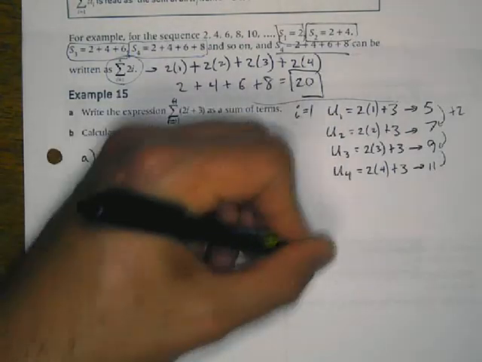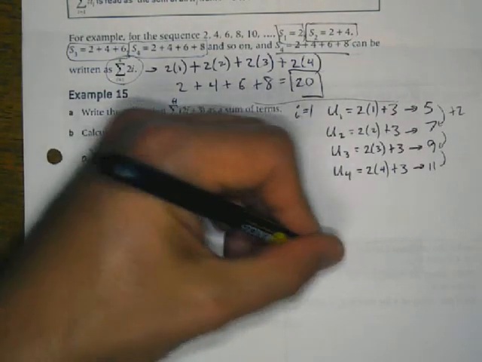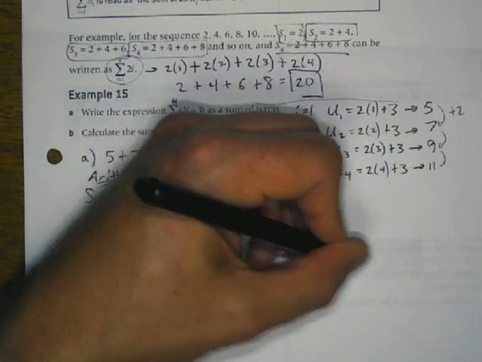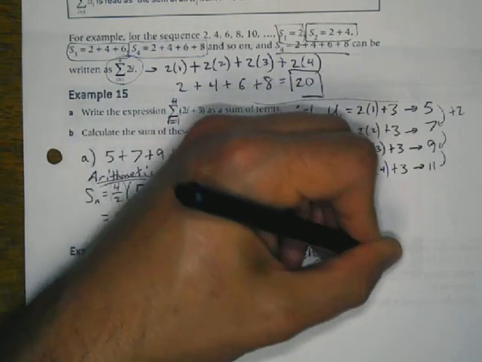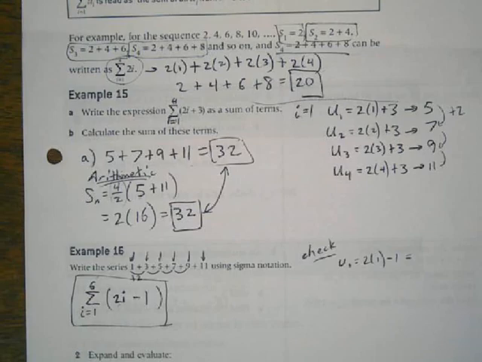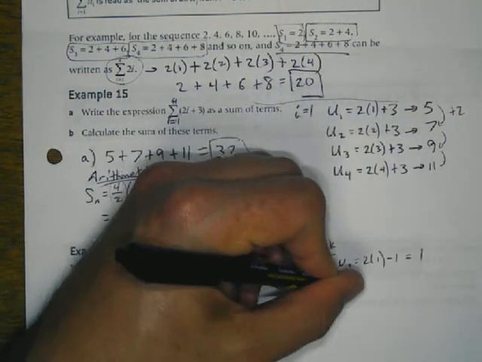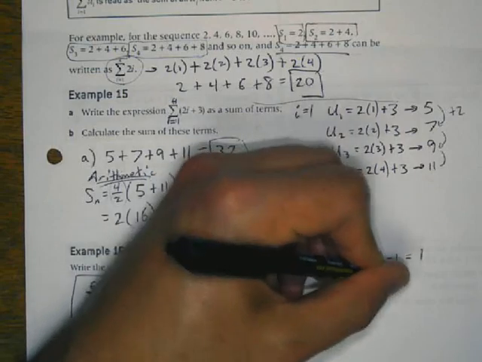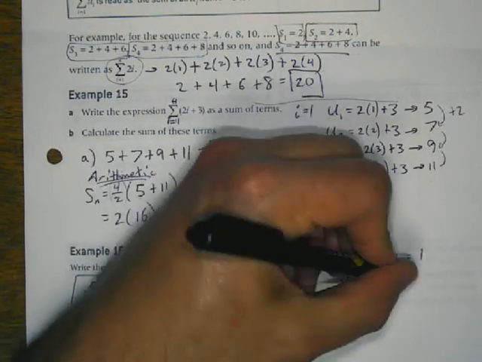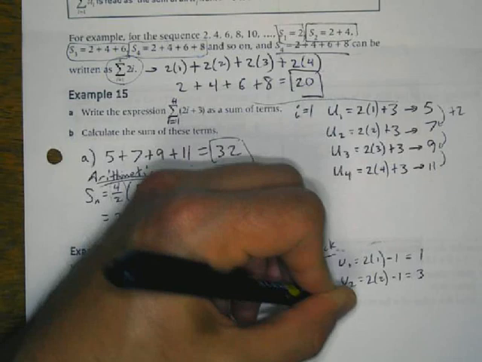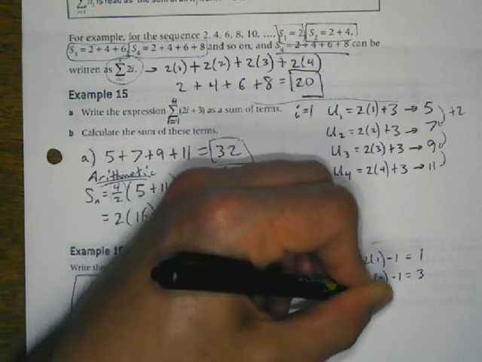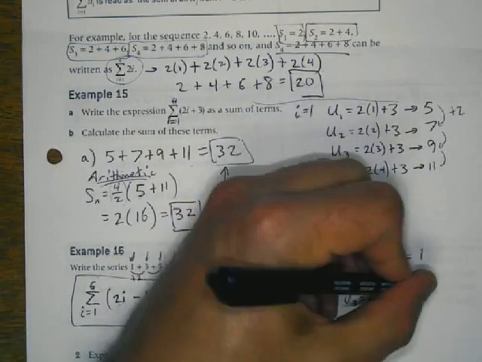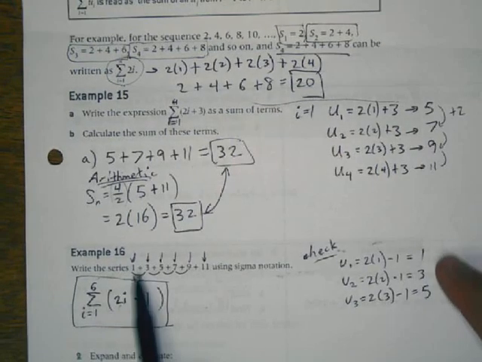Okay, if you don't believe me, you could check, right? So for u sub 1, I've got 2 times 1 minus 1, that's equal to 1. u sub 2 is 2 times 2 minus 1, that's equal to 3. u sub 3 is equal to 2 times 3 minus 1. That's equal to 5. And I think you can see that, look, we got it correct.